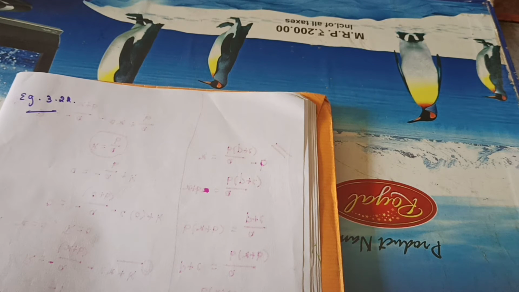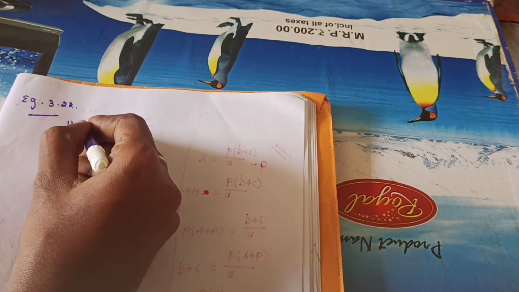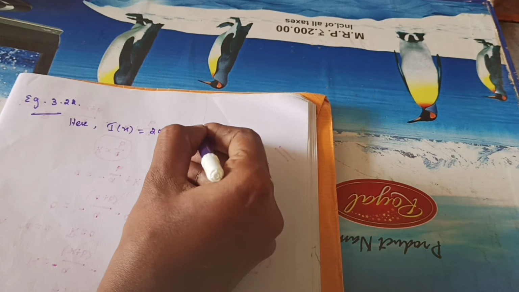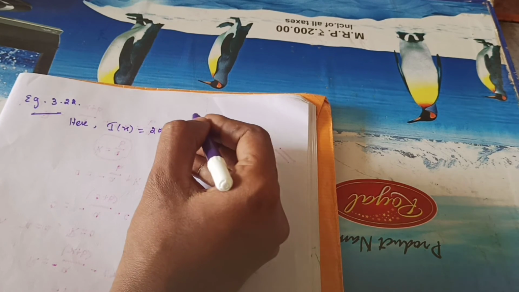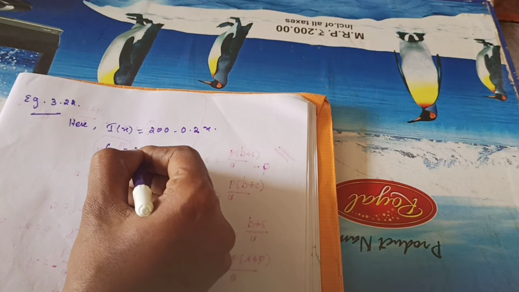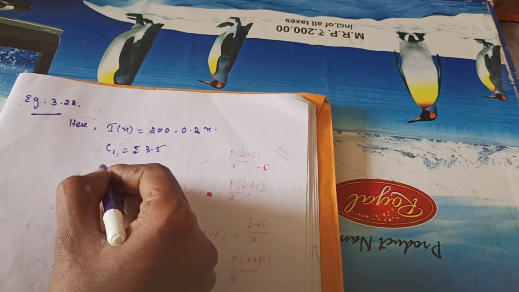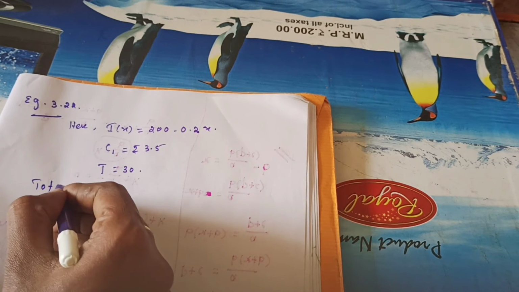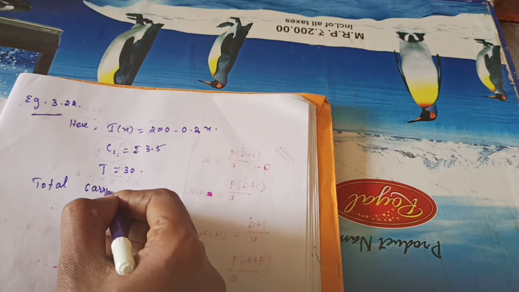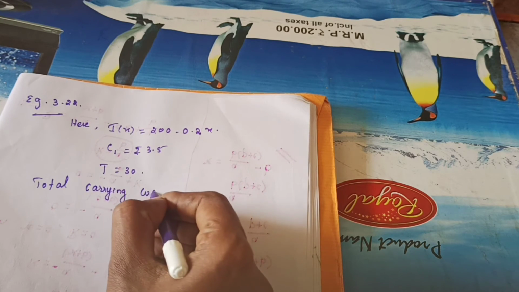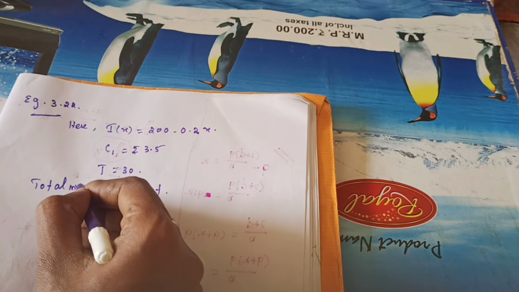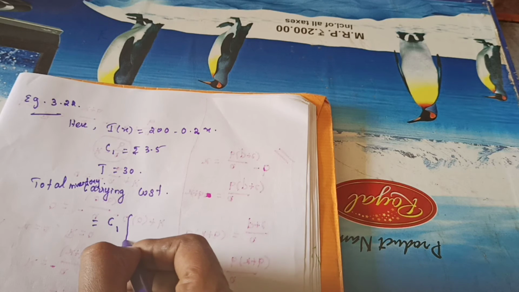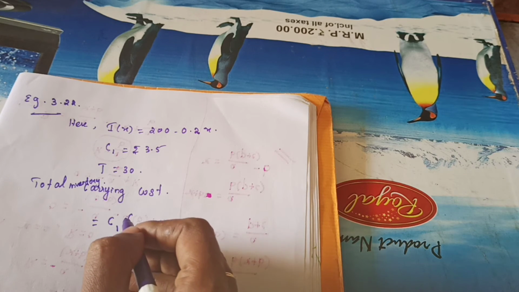Okay, so whatever the given values, you can write them first. So here, I of x is given as 200 minus 0.2x. Then C1 is given as rupees 3.5. Then T is given as 30. So for the total inventory carrying cost, now I have set the formula. Total inventory carrying cost is equal to C1 integral of 0 to T. Okay.